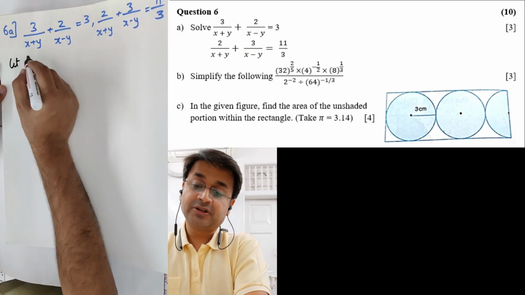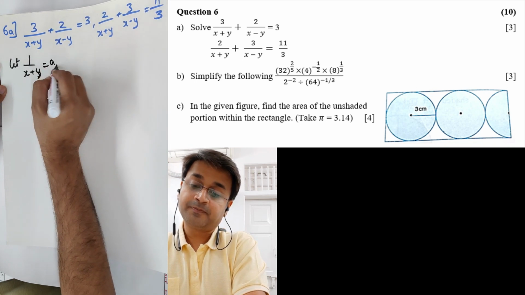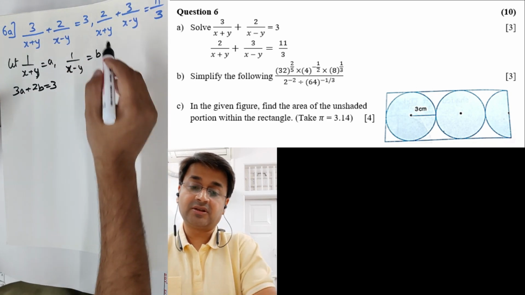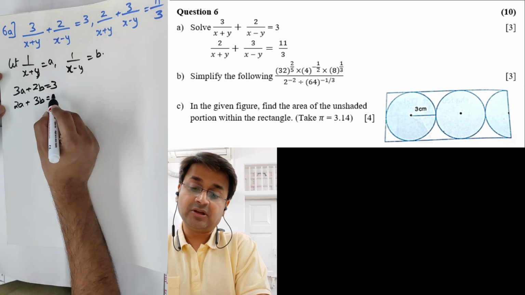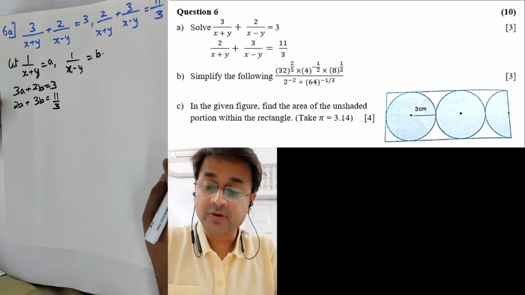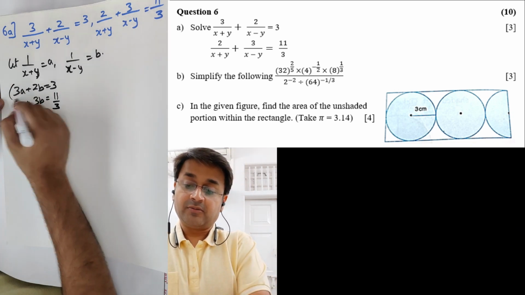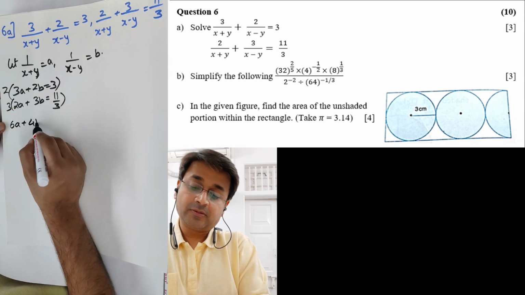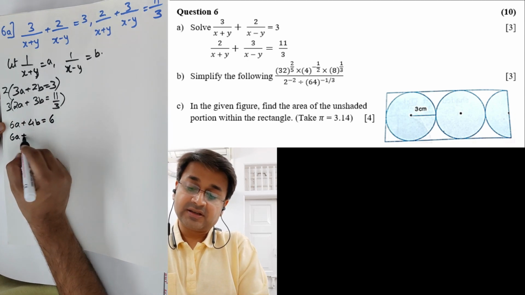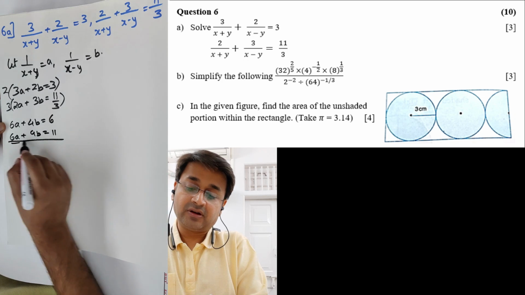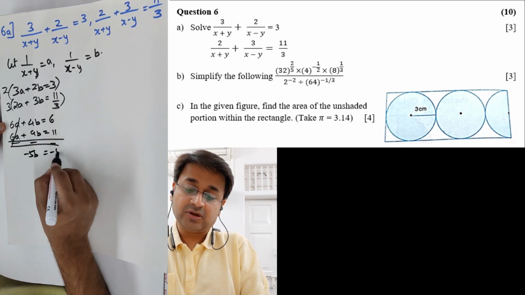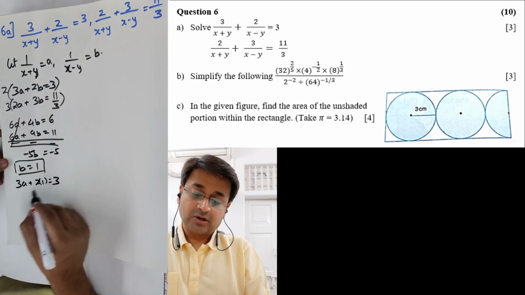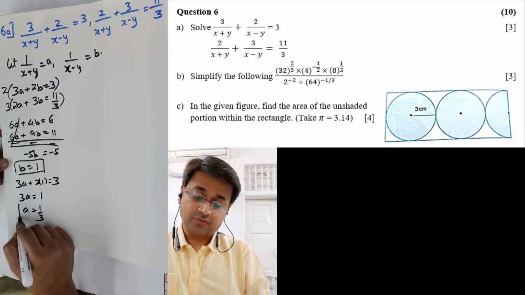6a. The easiest option here is let 1 by (x plus y) be a and 1 by (x minus y) be b. So this will be 3a plus 2b equals 3 and this will be 2a plus 3b equals 11 by 3. So we got two equations. How to equate them? So I can multiply this by 2 and multiply this by 3. So 3 2s are 6, plus 4b equals 6. Here I will get 6a, 9b, 3 cancels, so 11. Changing their signs, this goes minus 5b equals minus 5. So b becomes 1. Pushing b over here as 1 to get the value of a. So a becomes 1 by 3.